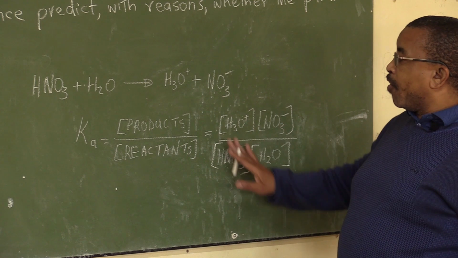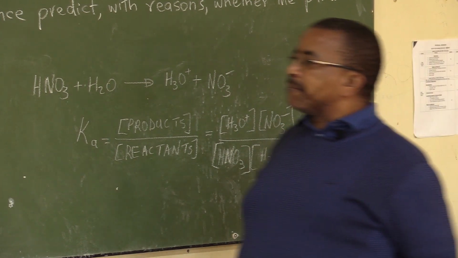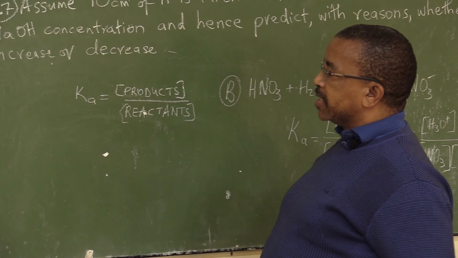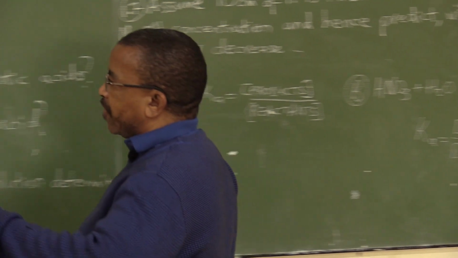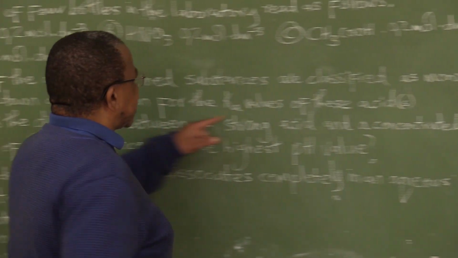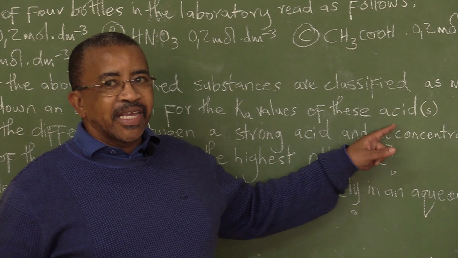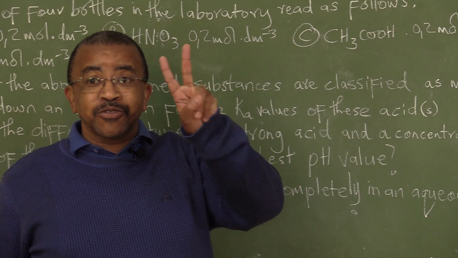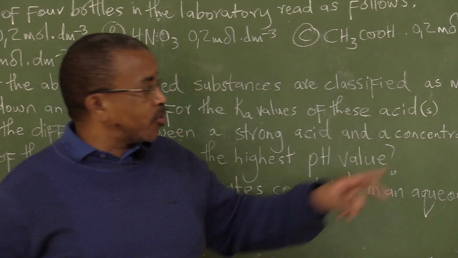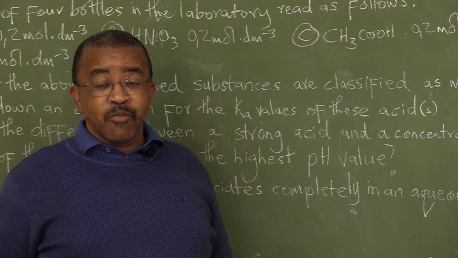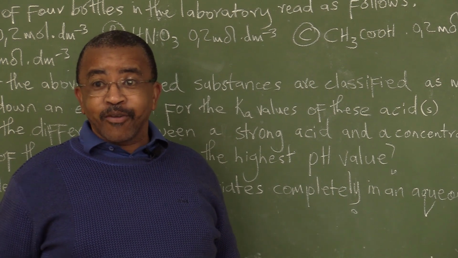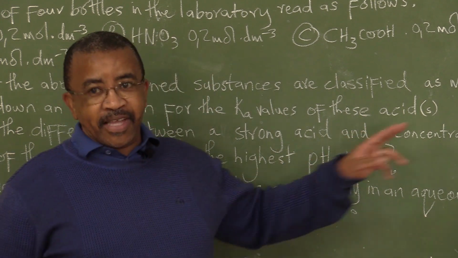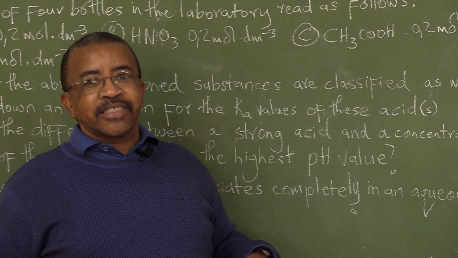So this is for number B. For number B, that is an expression for the Ka value. Now they say write down an expression for the Ka value of these acid or acids. You will find two acids, so it must be two. That is why they say acids, maybe. So with us it's acids.